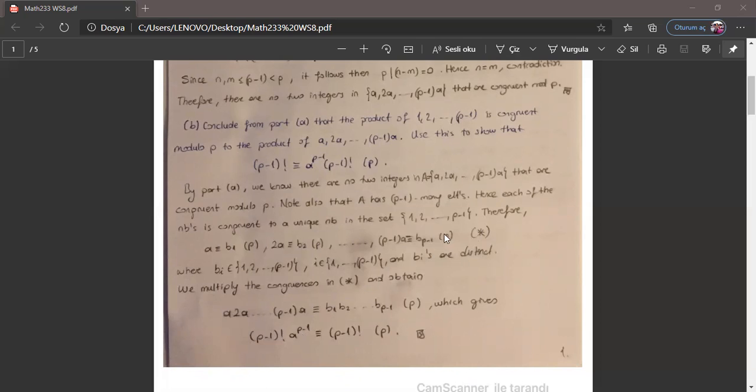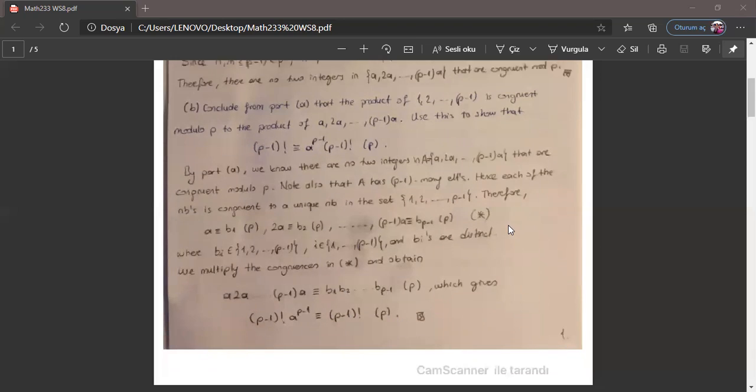If we multiply all of them, on the left we will obtain this product, and on the right we will obtain the product of these numbers. We know, for example, b1 is p minus 1, b2 is p, like that. It shouldn't be in order, but we know they are uniquely equal to one of these numbers. So we have this product, p minus 1 factorial. So we obtain this last congruence, as we've done.